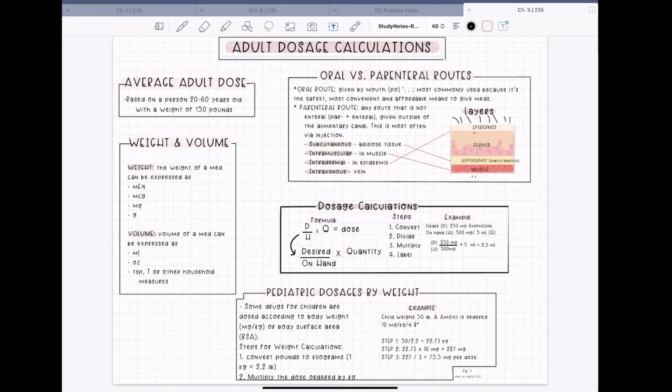So some things that you need to know about adult dosage calculations. We begin with the average adult dose. The average adult dose for medication is going to be based on a person between the ages of 20 and 60 years old, and with a person that has an average weight of 150 pounds. So obviously, if the person is younger than 20, older than 60, or is well outside of that 150-pound range, then some adjustments to the dosage will need to be made.